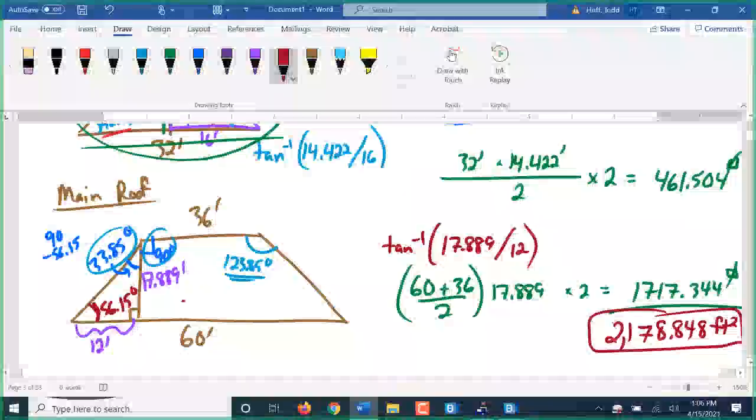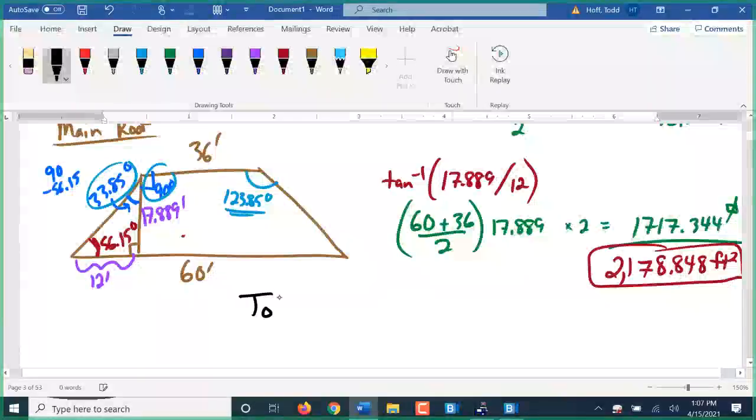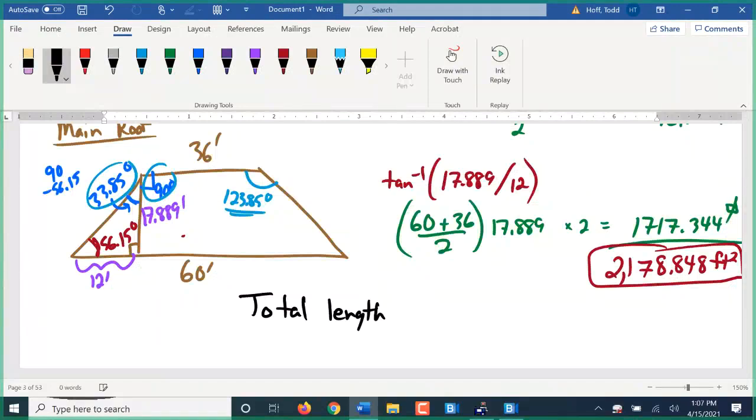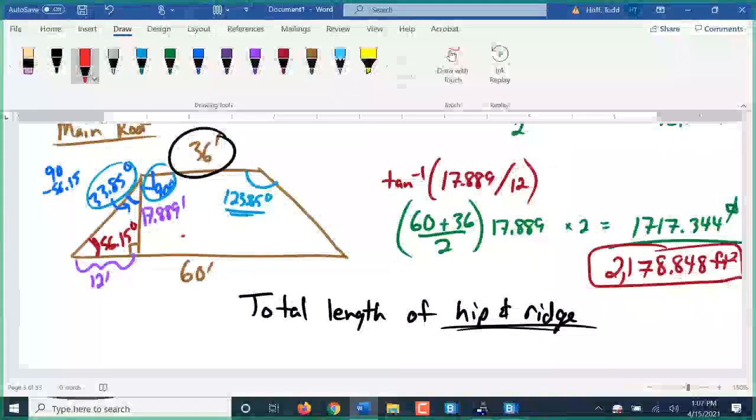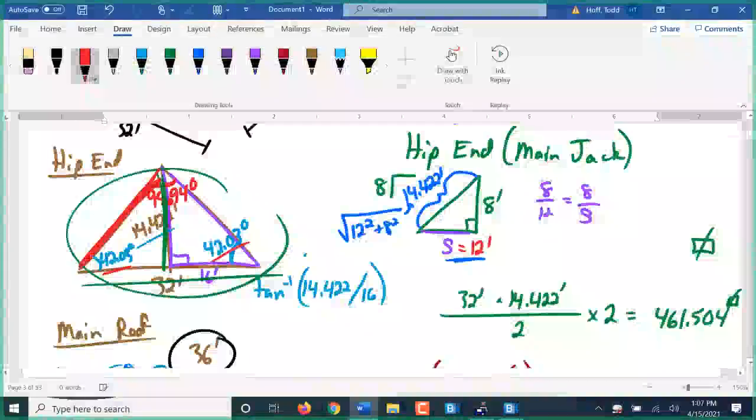Now, the other thing we would want to do if we were actually doing an estimate on this roof is we would want to find total length, hip, and ridge. So the total length of ridge is just 36 feet. Total length of the hip is this length right here.